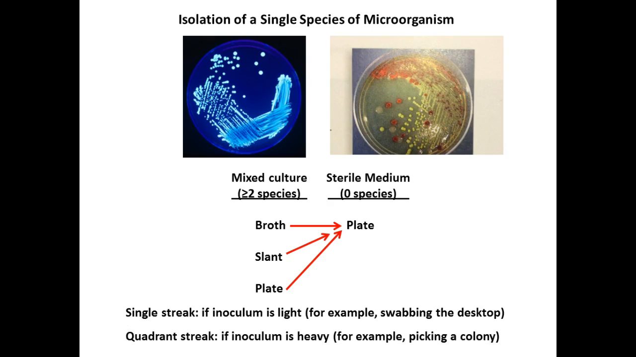So this quadrant streak method of having several sections and spreading them out is going to help us isolate them. Isolating means you have a colony that's not touching others. It's all by itself. So hopefully, again, the hope is it's pure. Hopefully, it's a single species where we started with more than one.